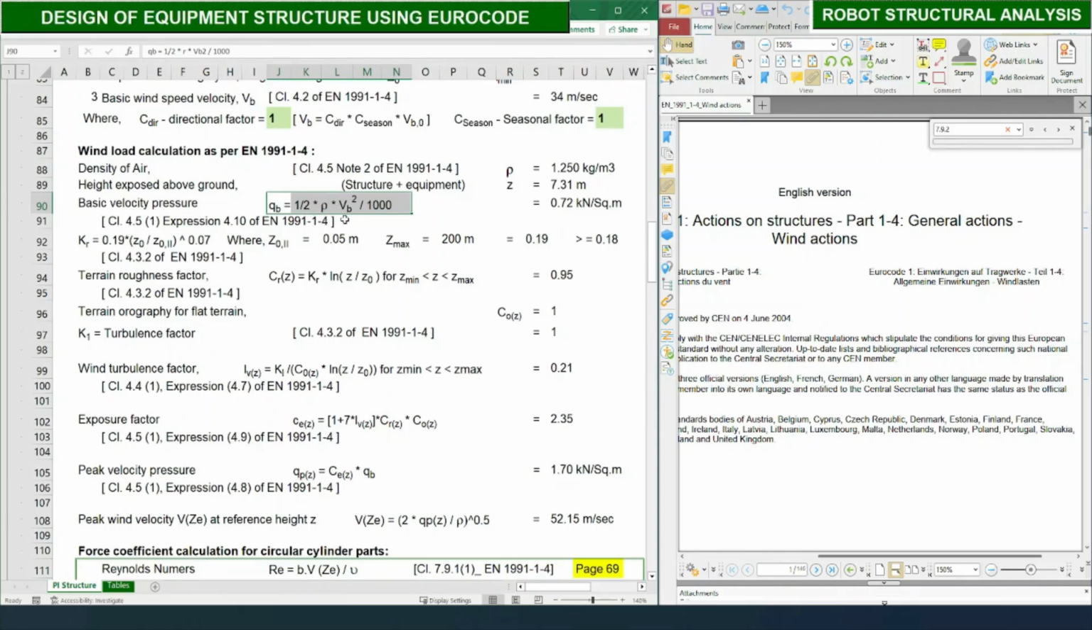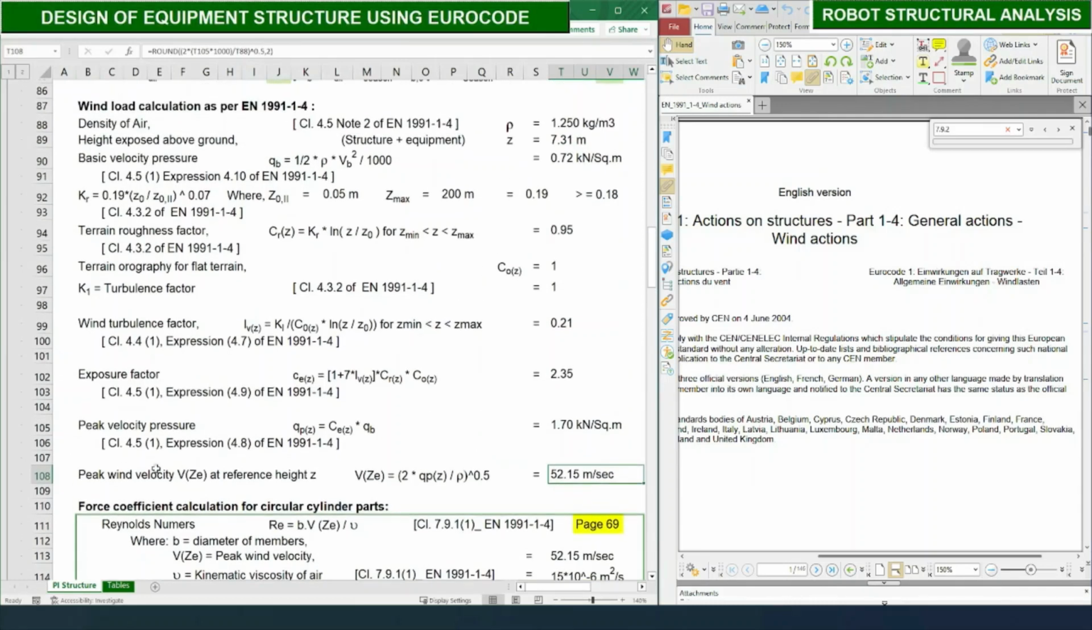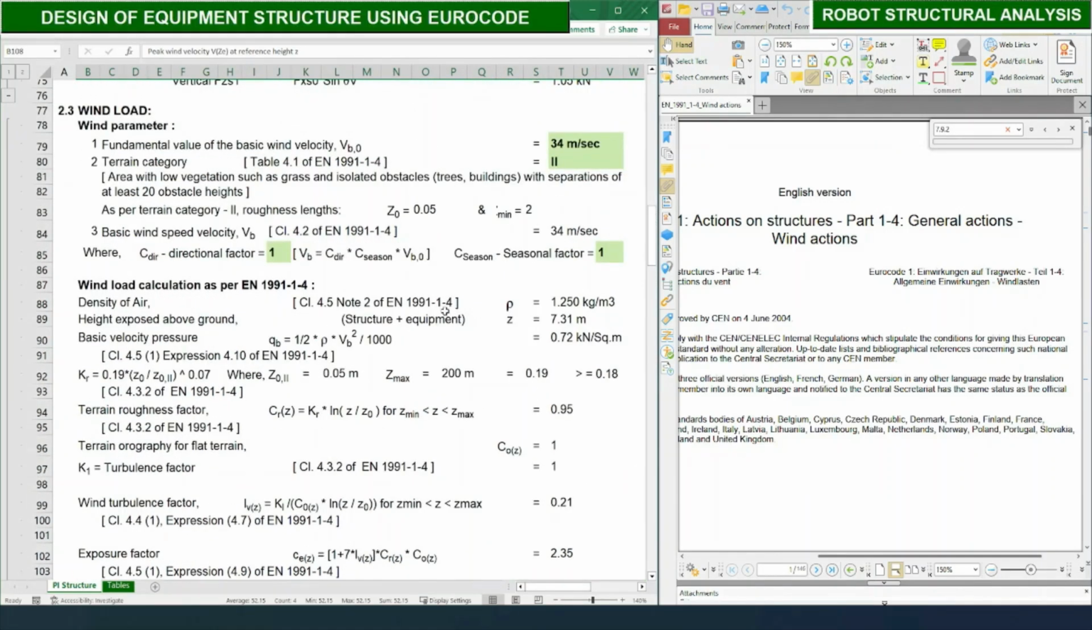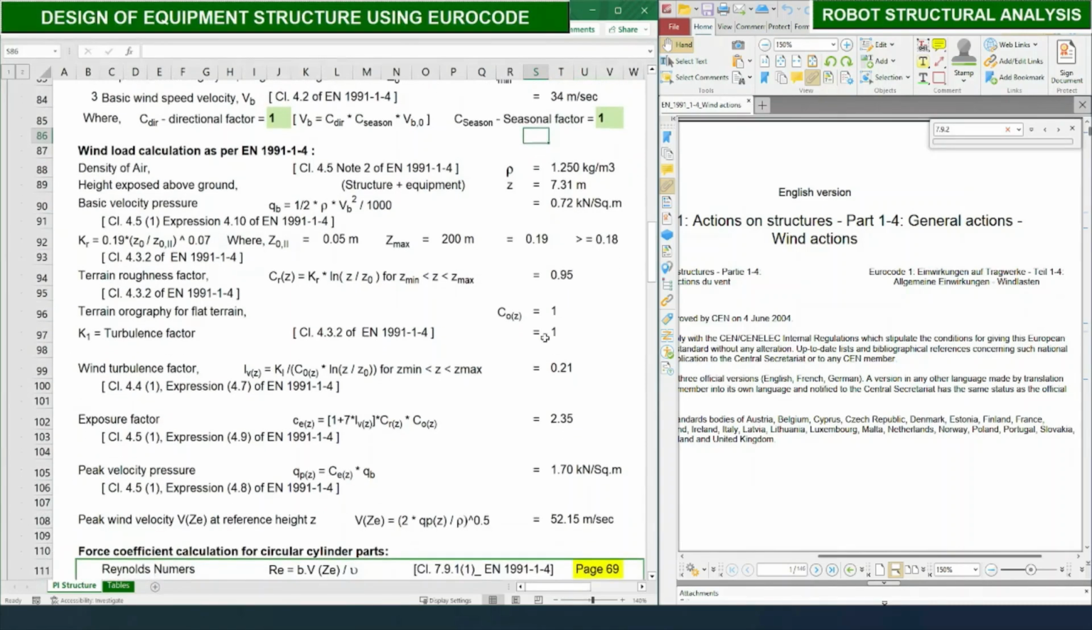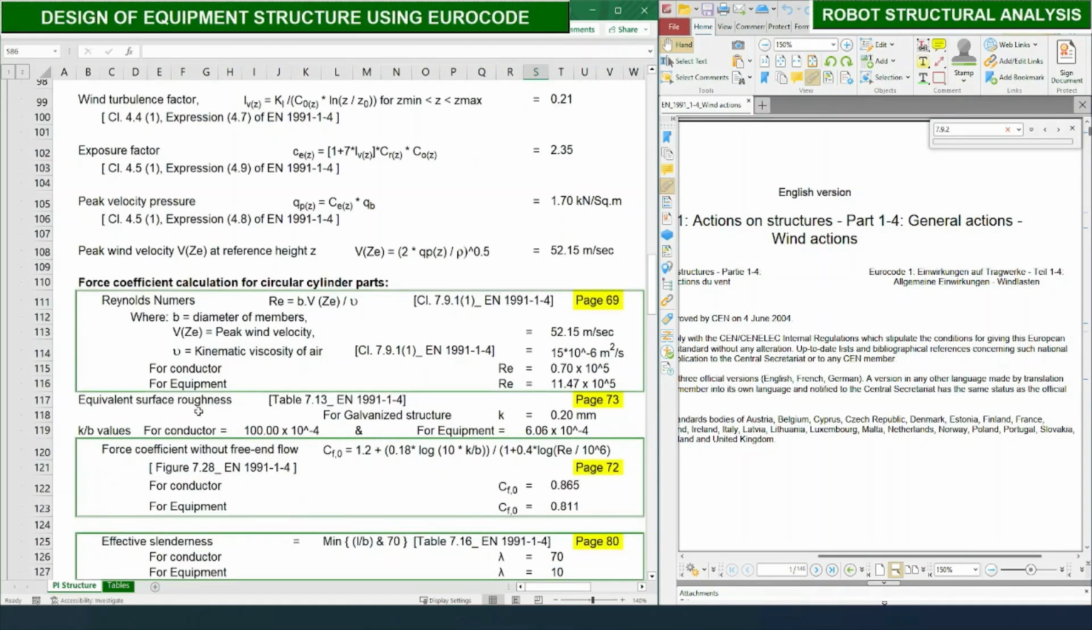Here the formula is half into rho into Vb square by 1000. In this case we do the reverse: multiplying with 1000 and dividing by rho, that is the density. The denominator goes to the numerator and the numerator goes to the denominator, converting this kilonewton per square meter to meter per second. So that is what is calculated here. This wind speed is 52.15 meter per second, which is the peak wind velocity or peak wind speed. But the other wind speed we have is the basic wind velocity, so that is a difference. We convert this here in order to find the Reynolds number.